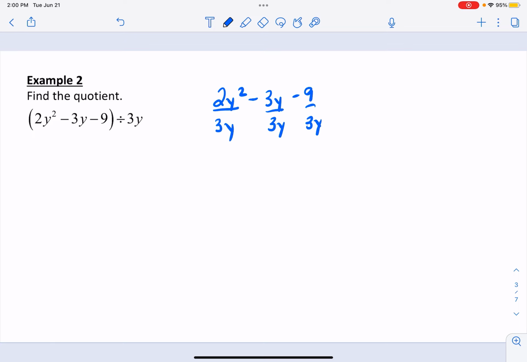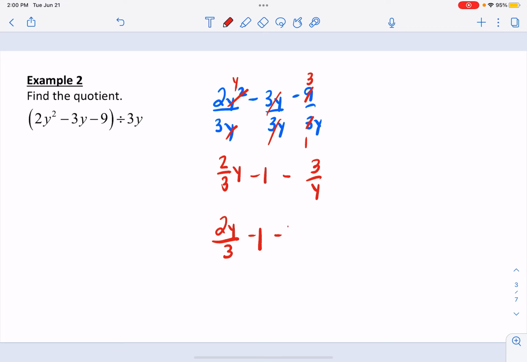Okay, so let's look and see what cancels. 2 and 3, nothing cancels, so that just turns into 2/3. A y and a y squared cancel to be a y on the top. I could also write that as 2y over 3 if I wanted. Hey, that's the same thing, so that's minus 1. The 9 and the 3 cancel to be a 3 and a 1. So we have that as our answer.